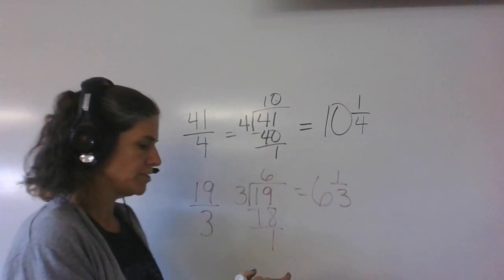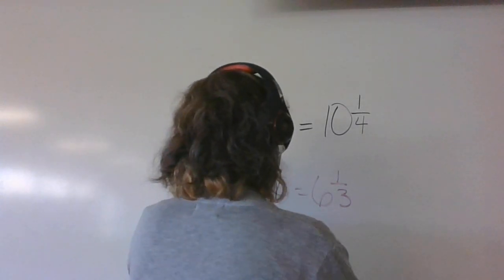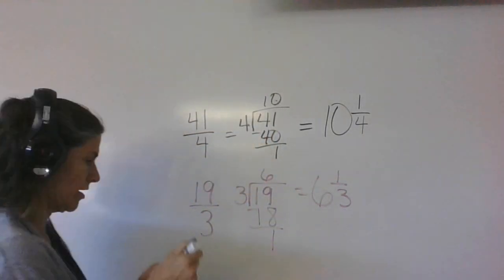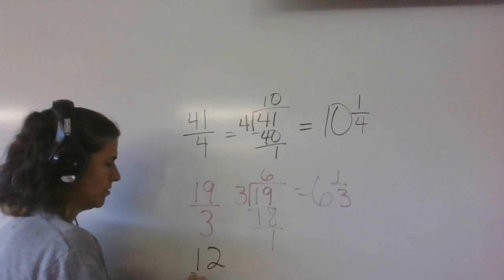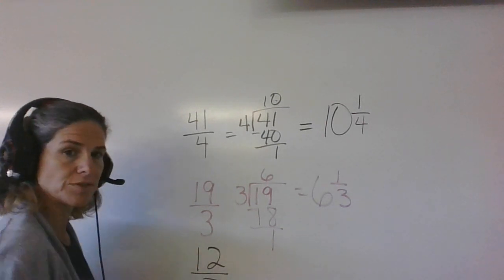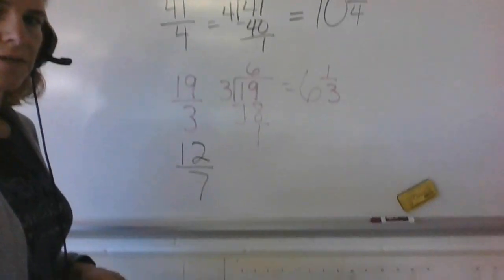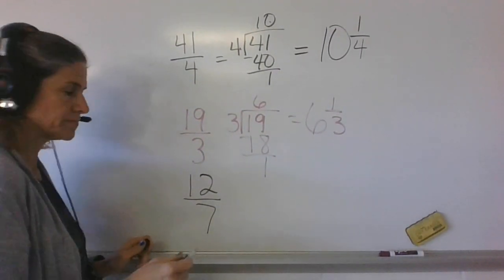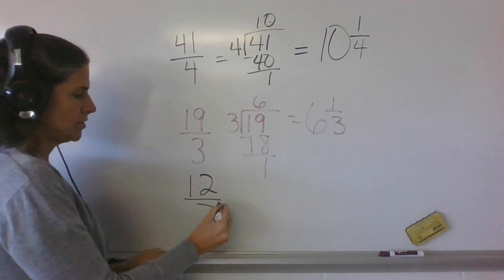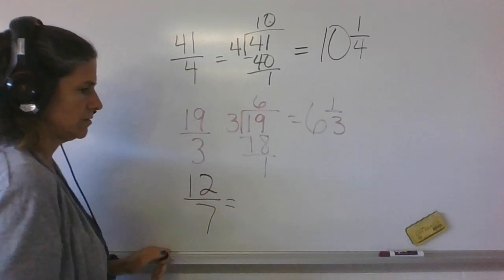I'm going to have you do the next one on your own. See if you can do it before I write down the answer. Pause the video if you need to, but my problem is 12/7. Ooh, you can't see that very well. There you go, now you can. Okay, so it's 12/7. What do you do first? And then what?